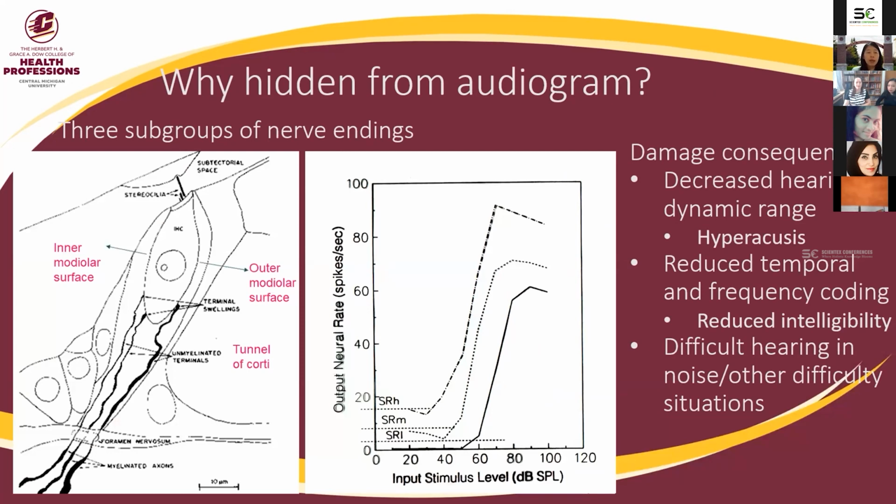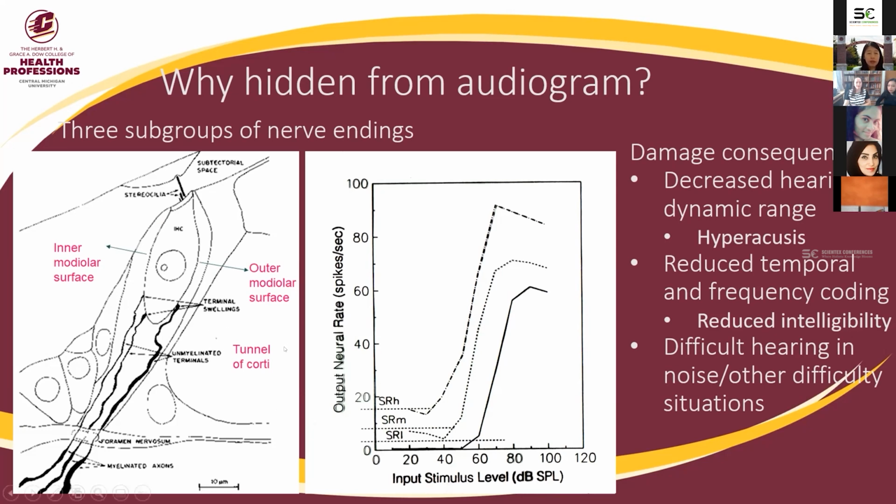To understand why it is hidden from the audiogram, we need to look at the subgroups of the auditory nerve. This is the inner hair cell. It is connected or innervated by three subgroups of the auditory nerve: the low, mid, and high spontaneous rate nerve fibers. The high spontaneous rate nerve fibers have the thickest axons located on the pillar side of the inner hair cells with more mitochondria and have low neural thresholds, which means they will respond to low level sounds.